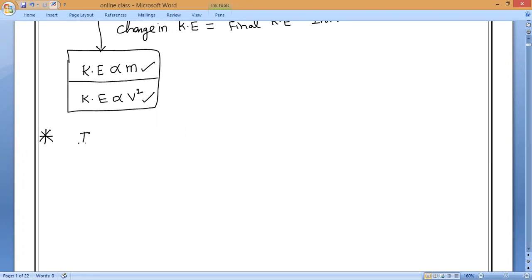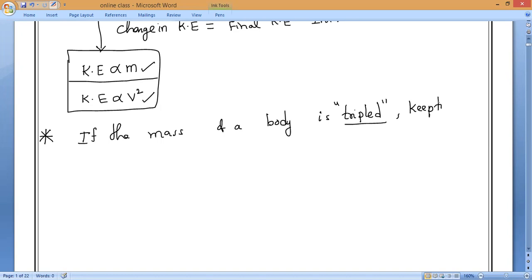If the mass of a body is tripled. What do you mean by tripled, Mr. Akilan? What do you mean by tripled? Increased by 3 times. Very good. Keeping its velocity constant.